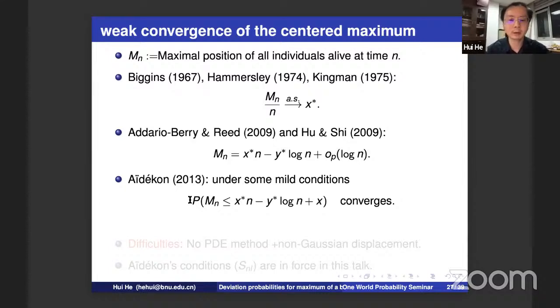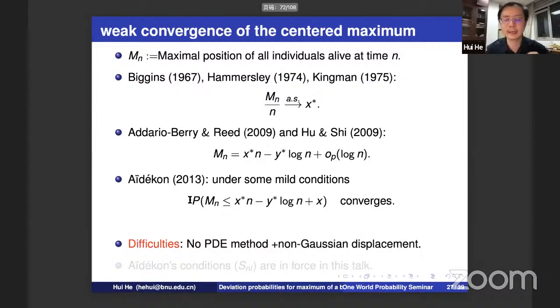Okay. However, there are 2 difficulties. The first difficulty is that there's no PDE method, since for branching Brownian motion, you can connect Mt to the FKPP equation. And the second difficulty is that there's no Gaussian displacement. Because in the setting of branching Brownian motion, each particle moves as a Brownian motion. However, here the particles just do a random walk, and the step size could be quite general, so there's no Gaussian displacement.